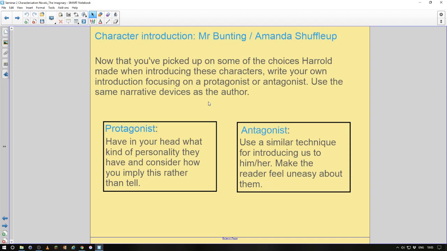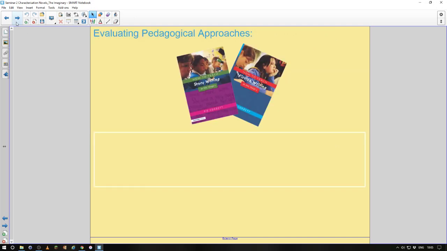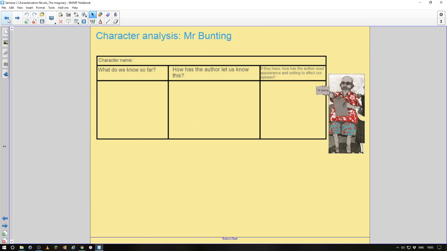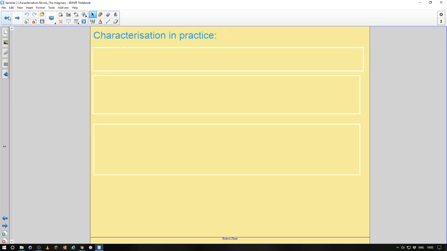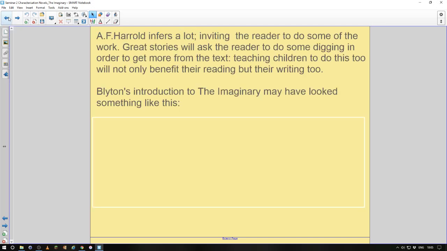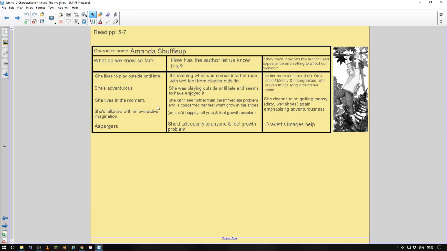So let's model looking at Amanda, and let's pretend that you want to introduce a protagonist. We pull out this grid that we've got, and we look at Amanda's here. So this is where we go for Amanda's. And what did we know about Amanda? Well, she likes to play outside, she's adventurous, she lives in a moment, she's talkative, and she has Asperger's.